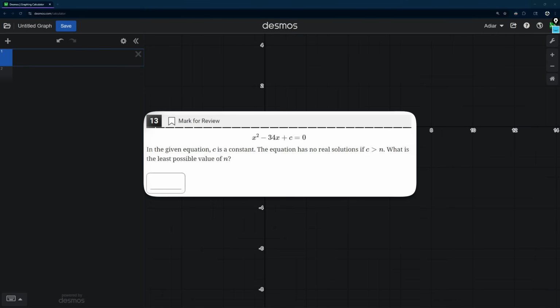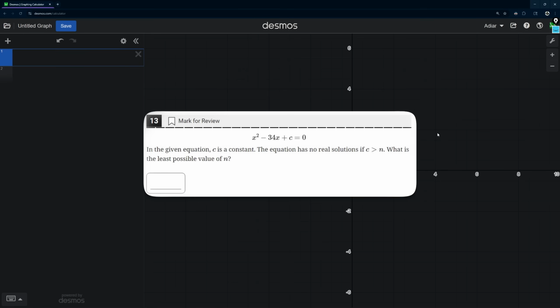In this question, it says, in the given equation, c is a constant. The equation has no real solutions if c is greater than n. What is the least possible value of n? So this question is actually a little bit funny, and it's written poorly. I'm surprised they haven't changed it yet, because the only time in this problem that we're told about n is in that second sentence, where it says c is greater than n. This is the only information that we have about n.